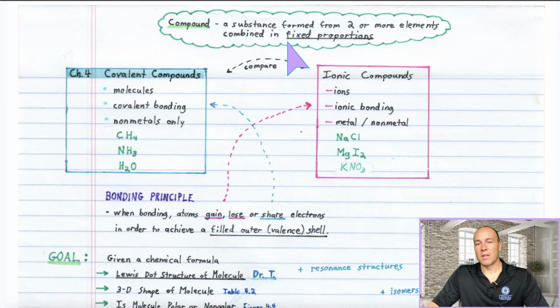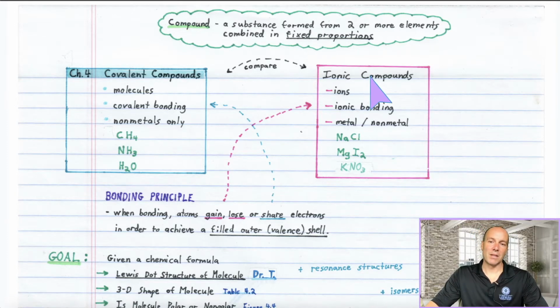For example, the substance water has the chemical formula H2O. For every 2 hydrogens, there is 1 oxygen. So the proportions of atoms in water are twice as many hydrogens versus oxygens. And each substance has a chemical formula.